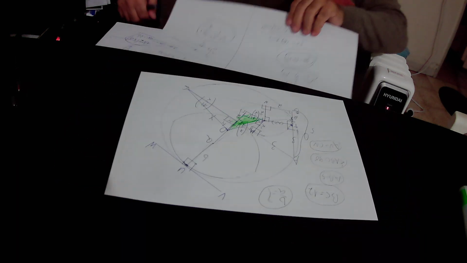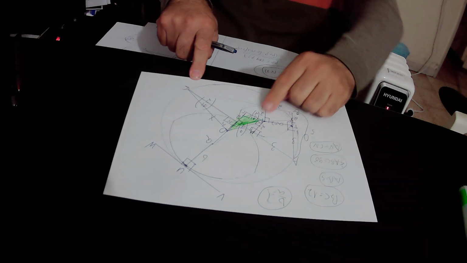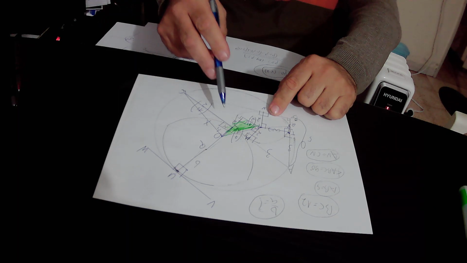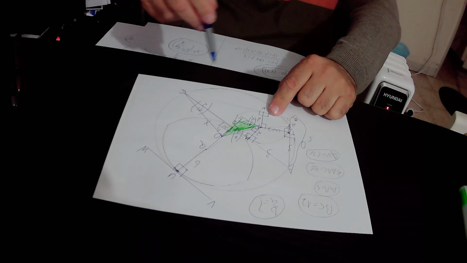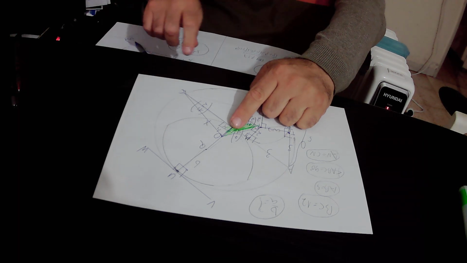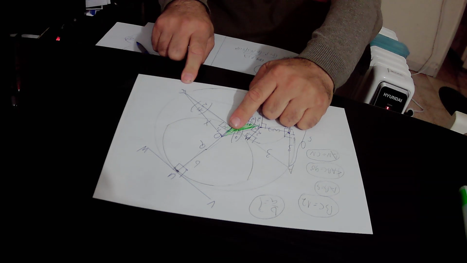Then we joined points O and C together by a straight line. We focused on the right triangle OC. What is the definition of the straight line OC?